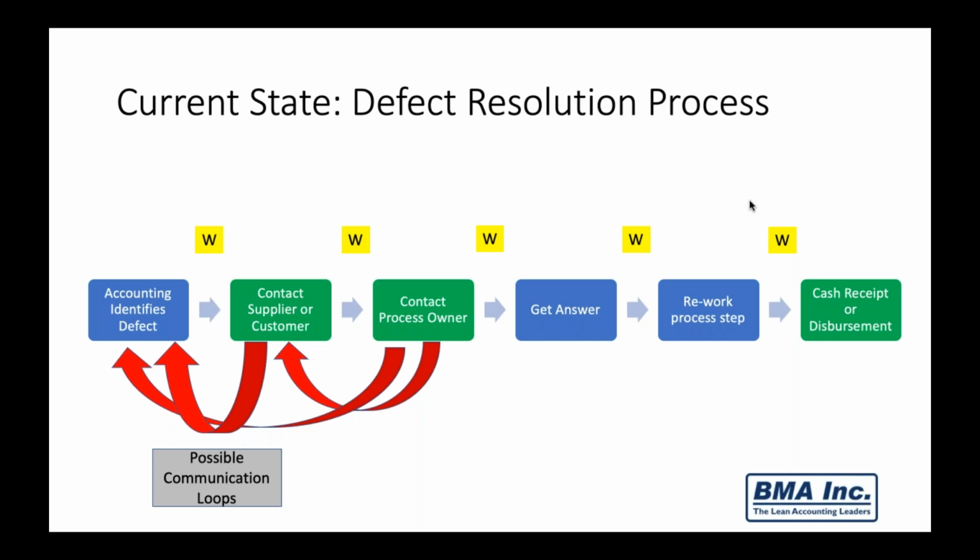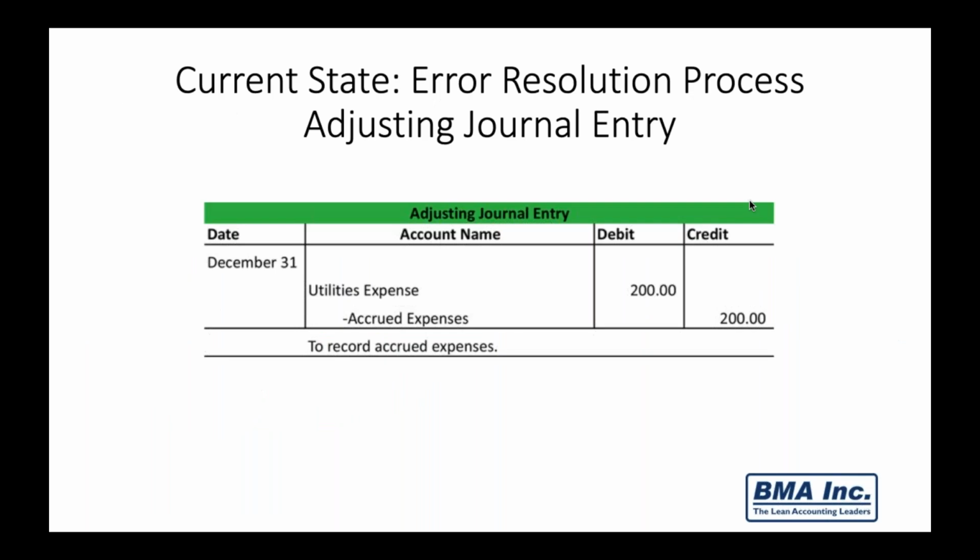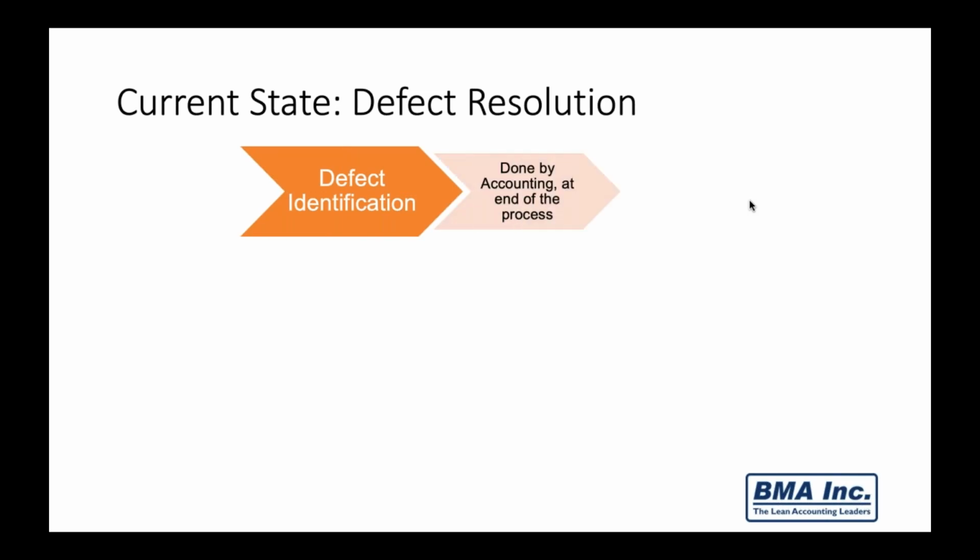So this is a typical current state. There's another sort of current state that happens in accounting, which is simply: we're going to make a journal entry, and then we'll figure out everything later. We in accounting need to get our work done. So I'm going to do the journal entry, and by golly, we'll deal with things later. So what are the characteristics of defect resolution in terms of a current state? If you think about the identification of the defect, it's done by accounting at the end of the process.